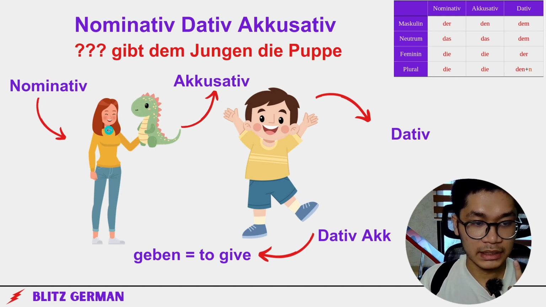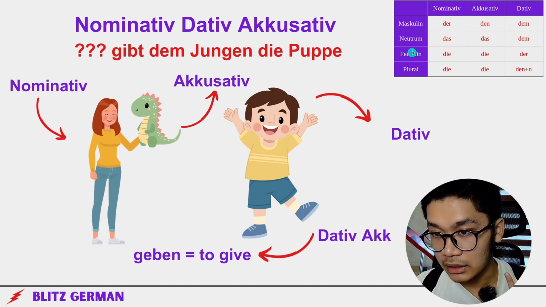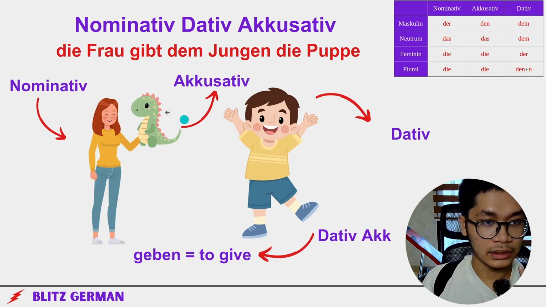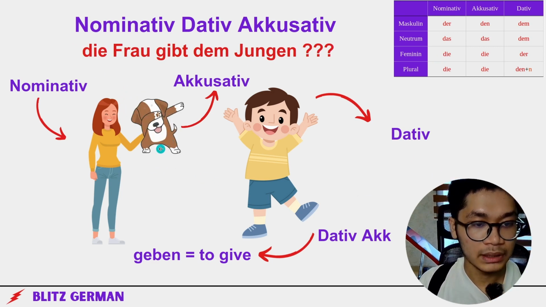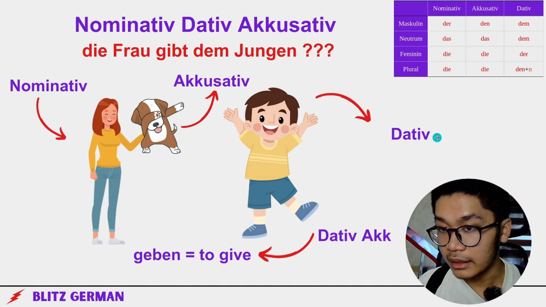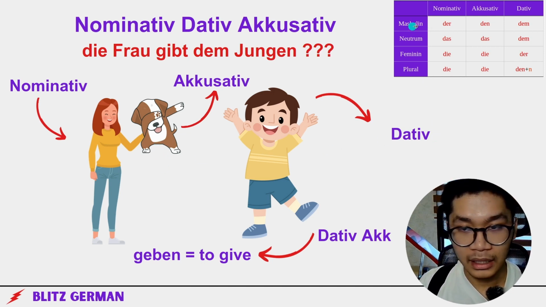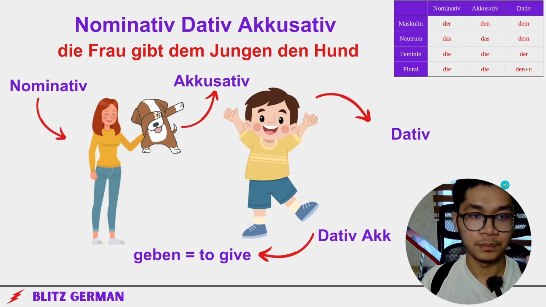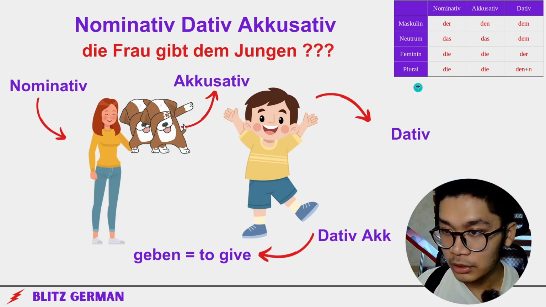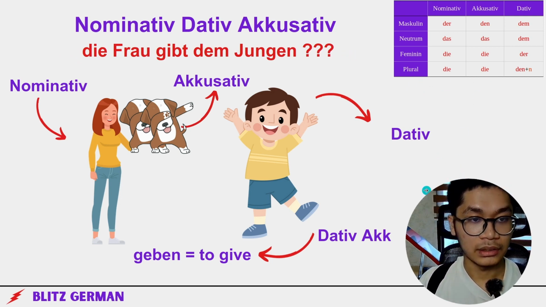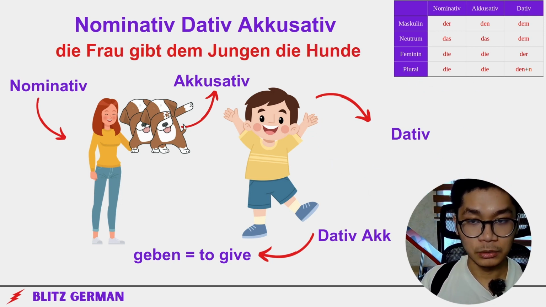Not das Mädchen, but die Frau. Die Frau, die, nominative, die Frau. What if now it's a dog instead, not a Puppe, die Puppe. Now it's der Hund. Der Hund, maskulin, der akkusativ. Den Hund. What if now it's two dogs instead of one? Now it's plural, akkusativ, die. Die Frau gibt dem Jungen die Hunde.